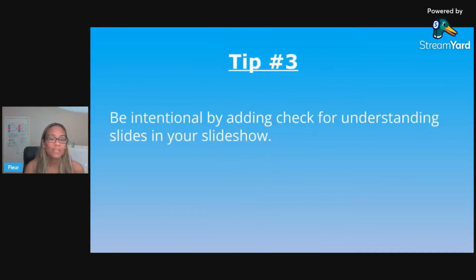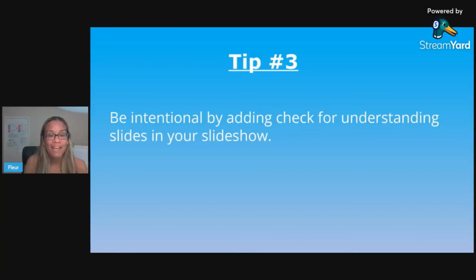So tip number 3, to check for understanding. You know how it is when you're teaching and you're so into it that you just keep going and going and going. Yeah, I get that way a lot because I get really excited to talk about what I'm teaching. But sometimes I forget to do a brain break, or I forget to ask them a question and check for understanding. So here's my tip. This has helped me tremendously.